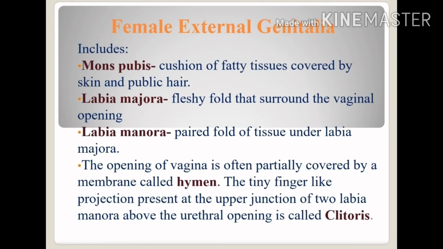Female external genitalia includes the mons pubis, that is a cushion of fatty tissue covered by the skin and the pubic hair. Labia majora is a fleshy fold that surrounds the vaginal opening, and the labia minora is a pair of folds of tissue under the labia majora. The opening of the vagina is often partially covered by a membrane, and that membrane is called the hymen. And here the finger-like projections are present at the upper junction of the two labia minora above the urethral opening, and that is called the clitoris.